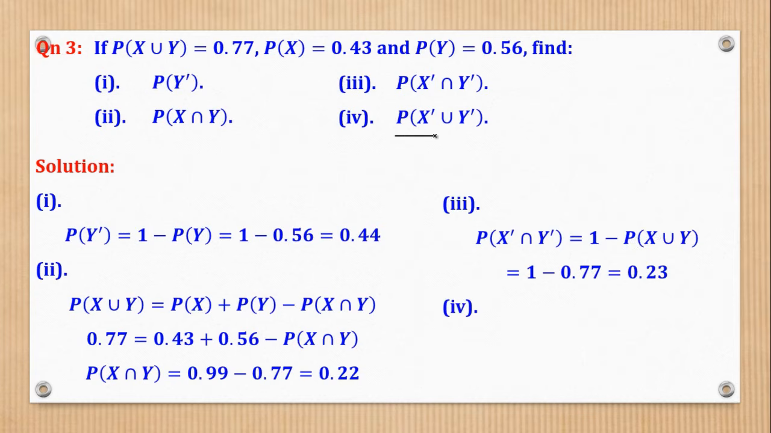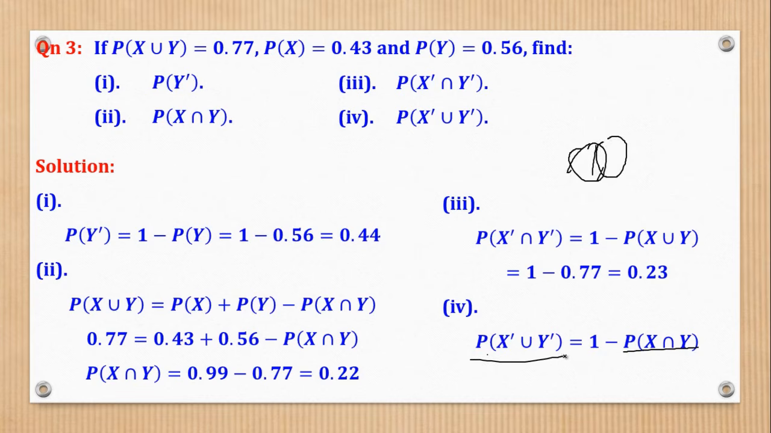Then Roman 4, X complement union Y complement. So X complement union Y complement is equal to 1 minus X intersection Y. I think remember that when we are shading, we shaded everything else but left the intersection unshaded for this. Therefore it means that you have to say 1 minus this intersection. When I substitute, I'll come up with 0.78 as my answer.